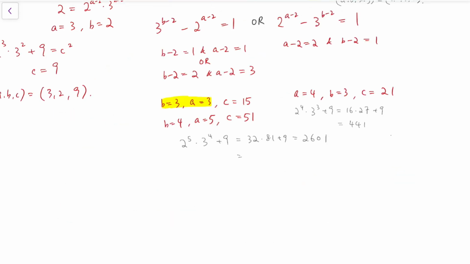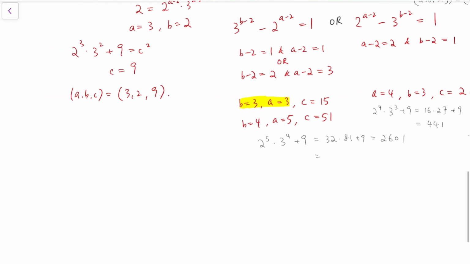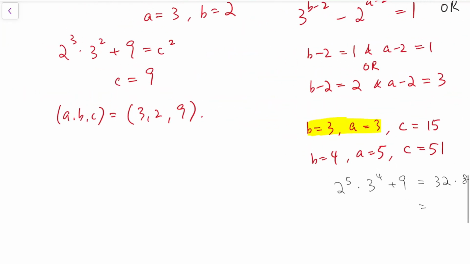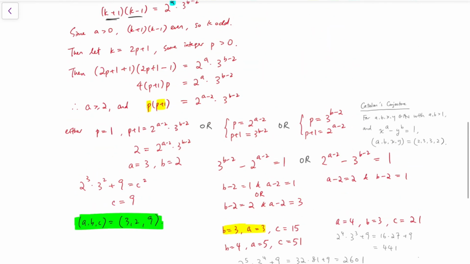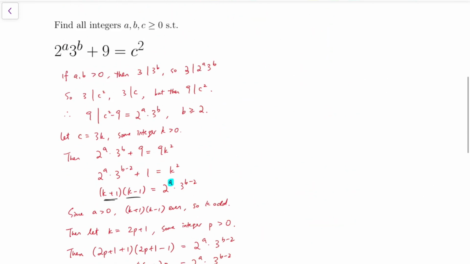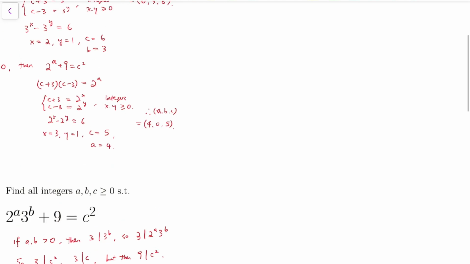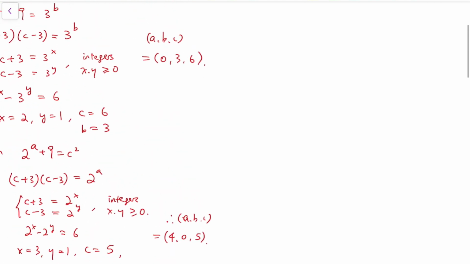So putting all the cases together, here we have 3, 3, 3, 15, 5, 4, 51, 4, 3, 21, and the one over here, 3, 2, 9, as well as the cases above. Zero, 3, 6, and 4, 0, 5. These are our final answers.